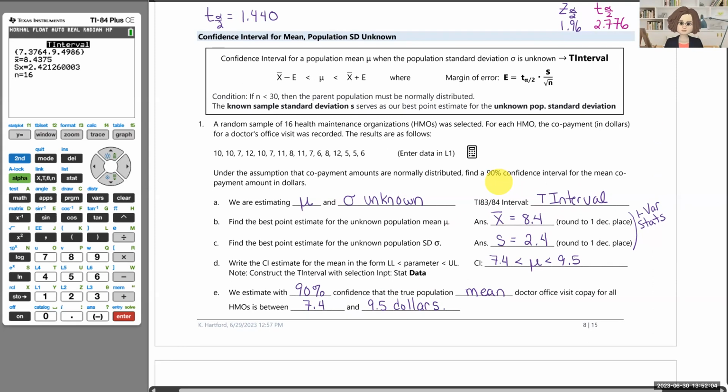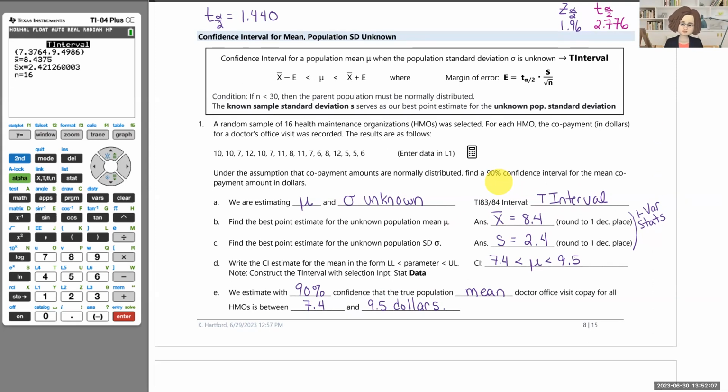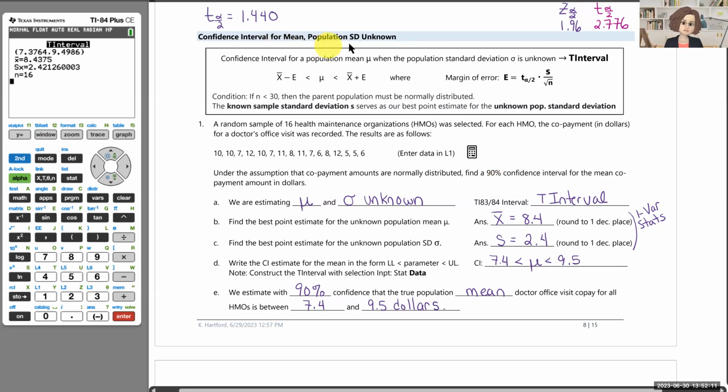Okay. So the most important thing here is as we move forward, read the questions. When we're estimating a population mean, we ask ourselves if we know the population standard deviation or not.